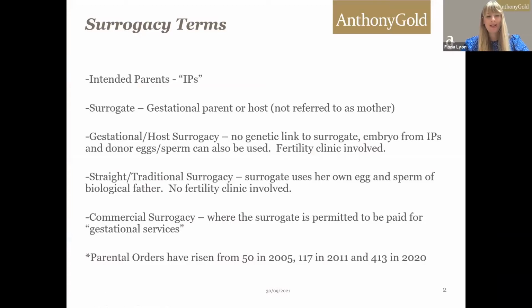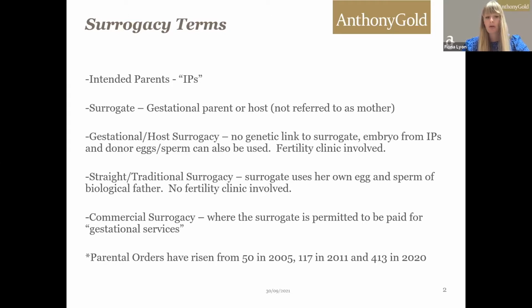So on the first slide, you're going to see a few of the surrogacy terms that you will frequently see if you read anything to do with surrogacy. The first one is the intended parents, often referred to as IPs. The surrogate is obviously the person carrying the baby, and they are the gestational parent or host, but crucially not to be referred to as mother. That is not what is intended by any of the parties to a surrogacy.